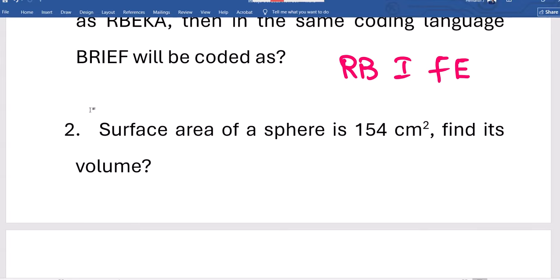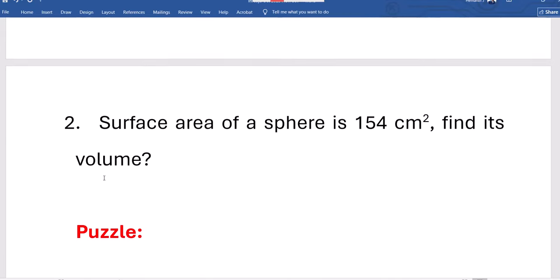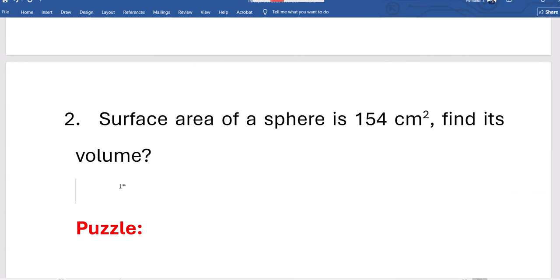And your surface area is given, you need to calculate the volume, approximate value. We don't get an integer here. Surface area of the sphere is given. You people need to calculate the volume. Here, what's the answer? Volume you need to calculate. Surface area is given. Sphere surface area is given. You need to calculate the volume.